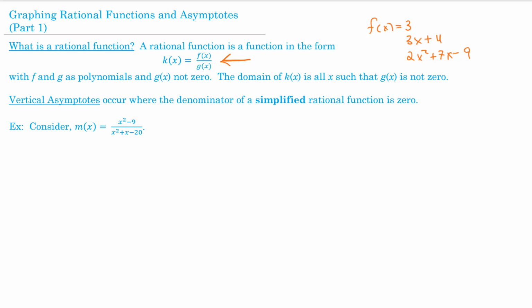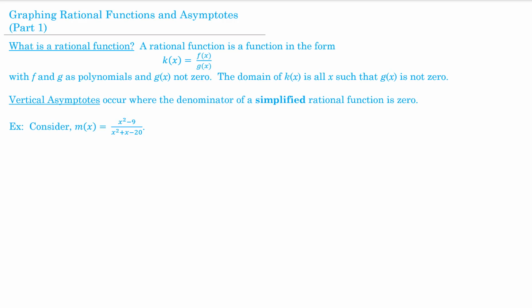Another very important thing to keep in mind is that the denominator, whatever g of x is, cannot be 0. And the domain is going to be all of the x values where g of x is not 0. We'll quantify that here in a little bit. In fact, we'll quantify it in the example we're going to take a look at now. Okay, so we're going to be looking for vertical asymptotes.